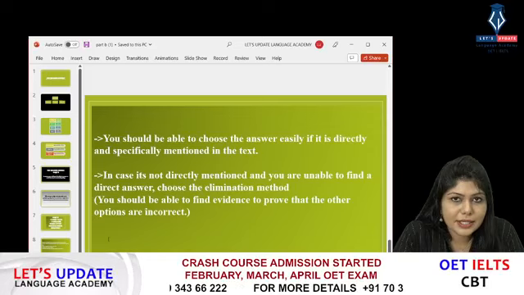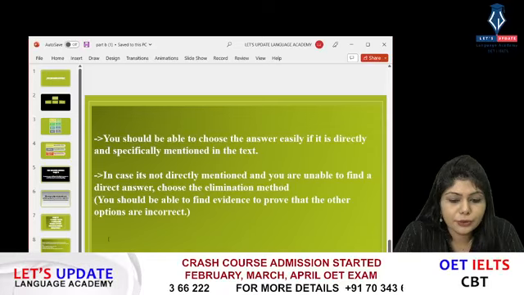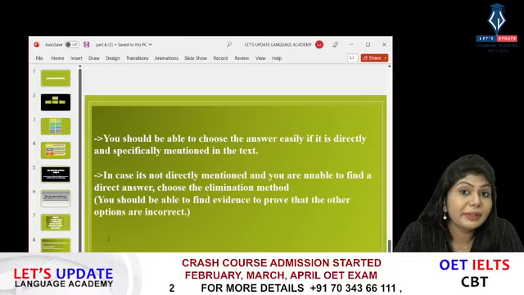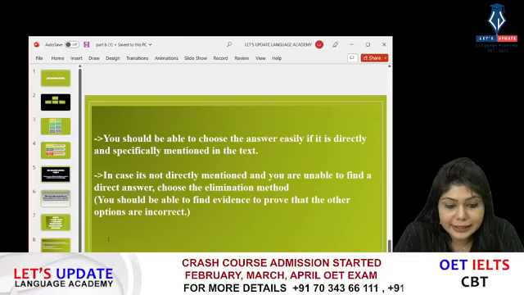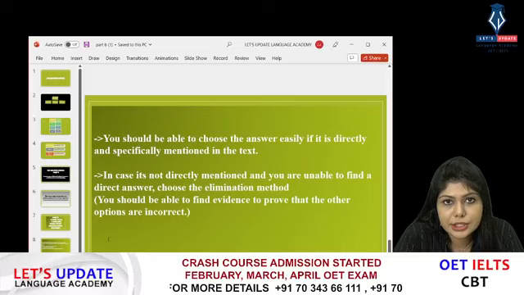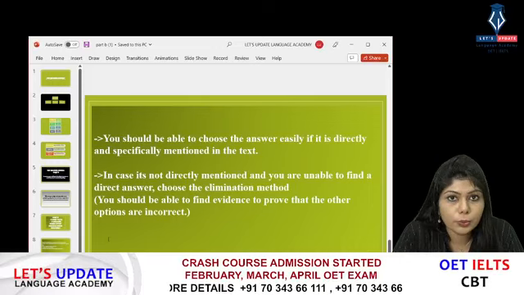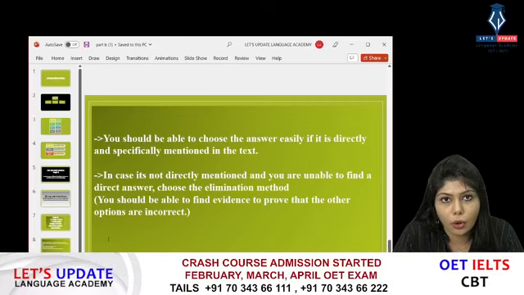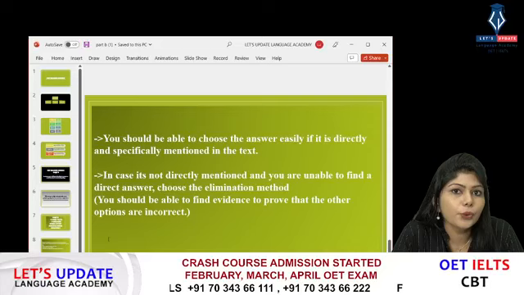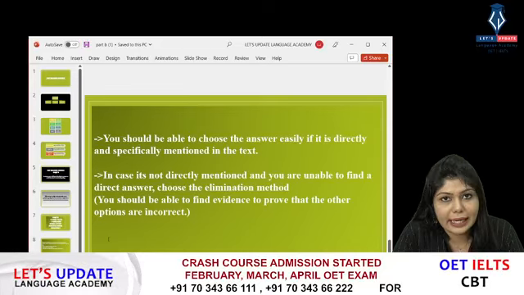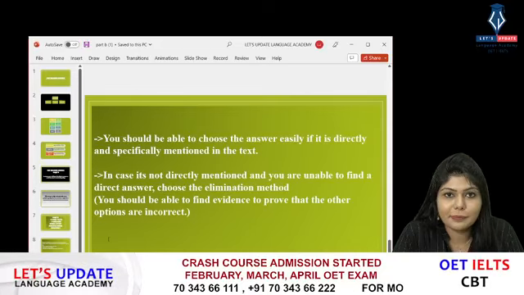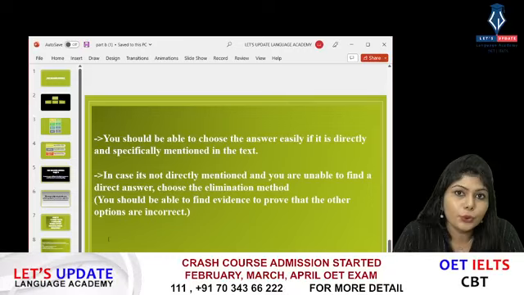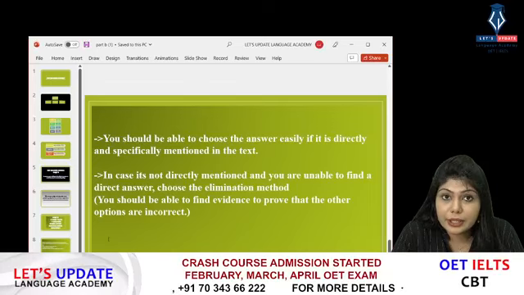But in case it's not directly mentioned and you are unable to find a direct answer because it may be indirectly specified, you can use the elimination method. That means you need to find enough evidence to prove how the other options are incorrect or wrong, and then you can reach the answer like that. So these are the commonly used approaches to crack the part B section.